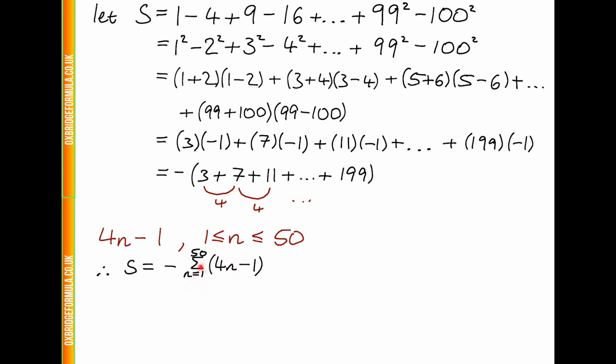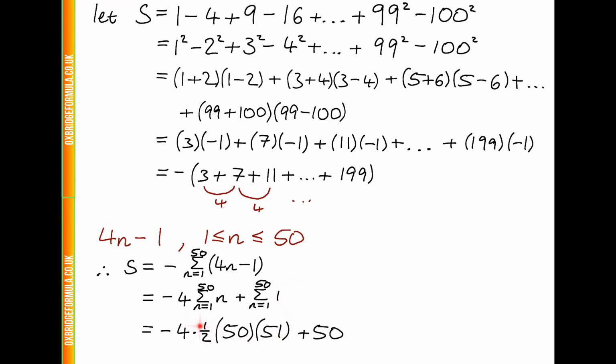So how can we evaluate this sum? Well, we can split it into two separate sums if we expand out this bracket, which is minus 4 times the sum from n is 1 to 50 of n, and then the sum from n is 1 to 50 of 1, where this minus 1 and this minus here have cancelled out to give us a plus. So how can we evaluate these two terms? Well, for the first one we can use the triangle number formula, which tells us that this is equal to a half times 50 times 51. And for the second term, we're just adding 1 fifty times, so we just get 50 times 1, which is 50.